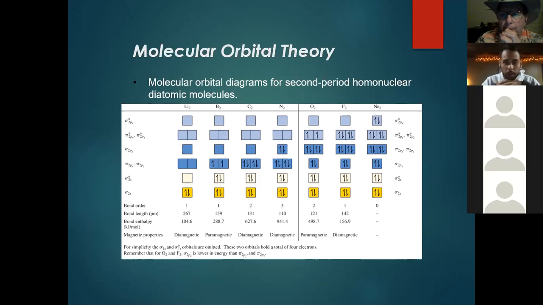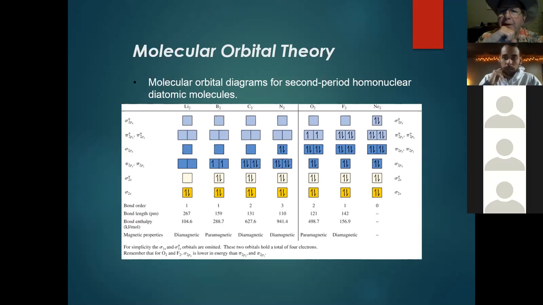Because it has an odd number of electrons. Nope. It has 4 and 4, David. It has 4 and 4. So that gives you a total of 8 electrons.